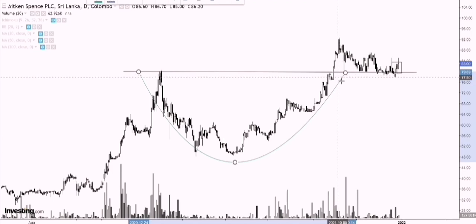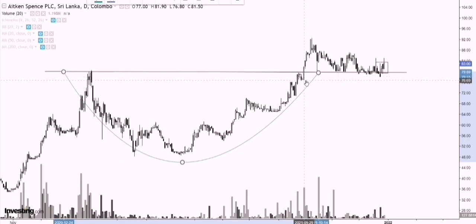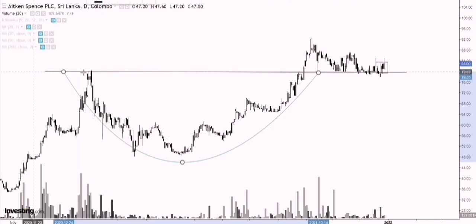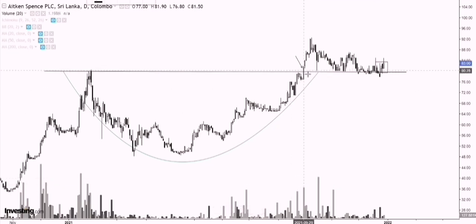So now we have a confirmed breakout. Over here, let me show it to you. You can see that on this candle prices closed above the resistance level, and most importantly there was very heavy volume traded on that day.